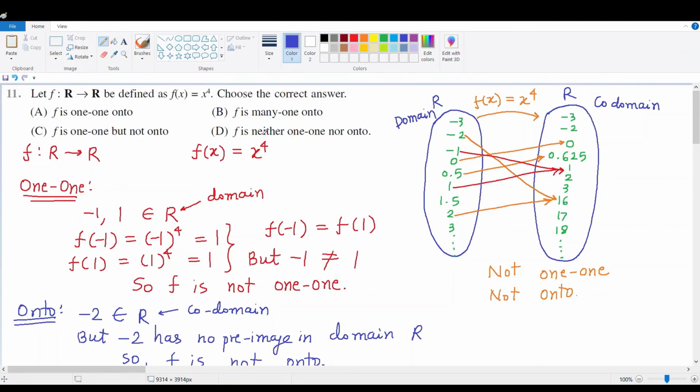Now we got this function as not one-to-one, not onto. Let's look at those multiple choices. Is one-to-one onto, is one-to-one but not onto, is many-to-one. Okay, so then it should be D, because f is neither one-to-one nor onto. So our correct answer is D.